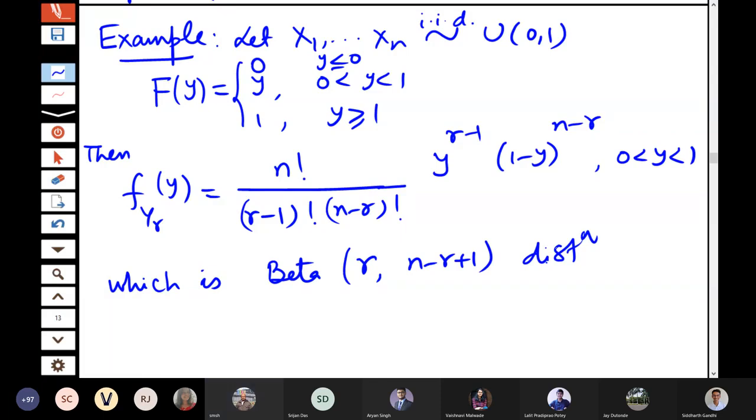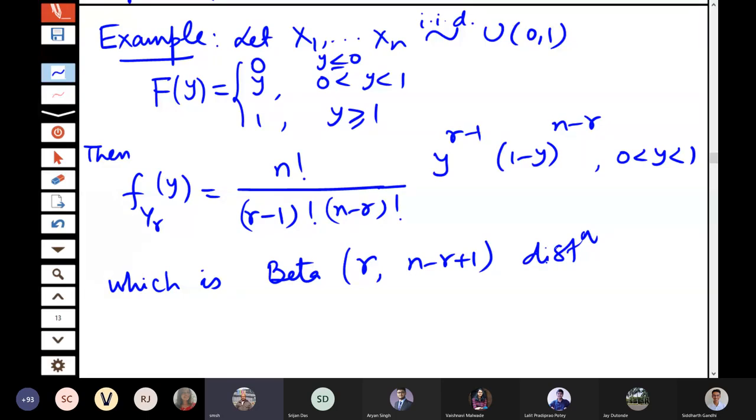Is that okay? So is this exercise clear to all of you? The derivation of the order statistics and its distribution. Can you follow? Let me ask Vaishnavi Malwade. Do you follow what I am writing? Yes, sir. Okay.